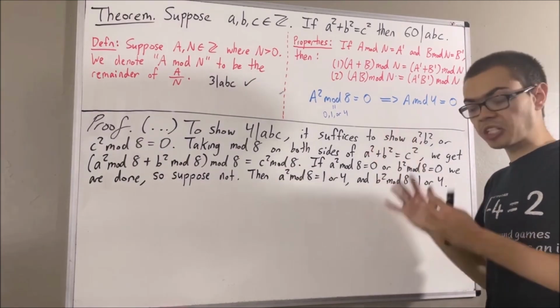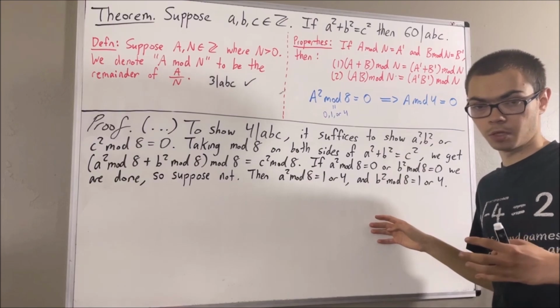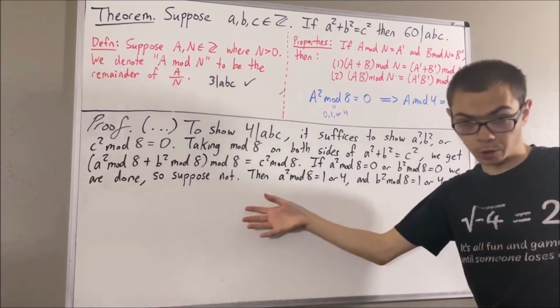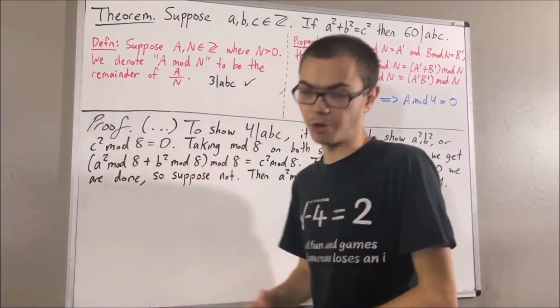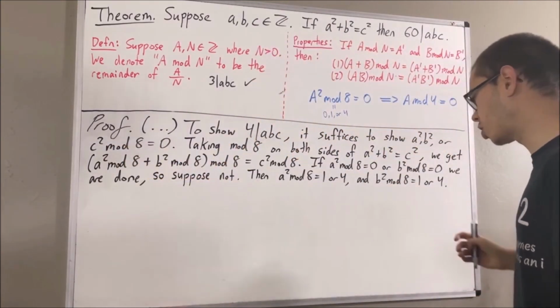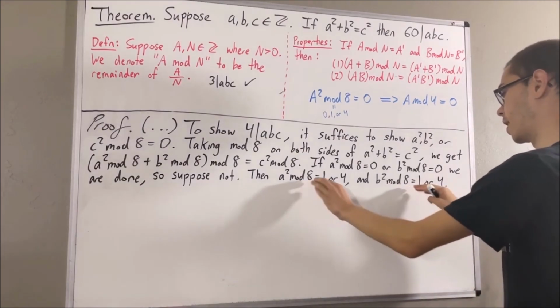What we're going to see is that some of those cases will lead us to a contradiction. So that tells us that those cases are impossible. In all the other cases, we're going to discover that c squared mod 8 is equal to 0. So let's start with the case where both these guys are equal to 1.